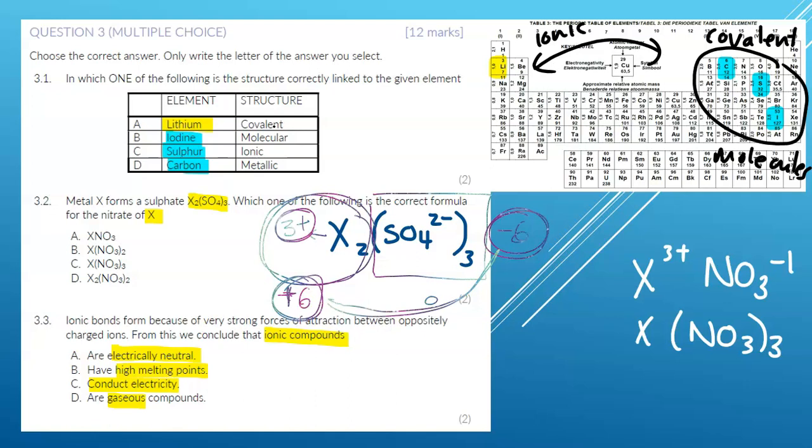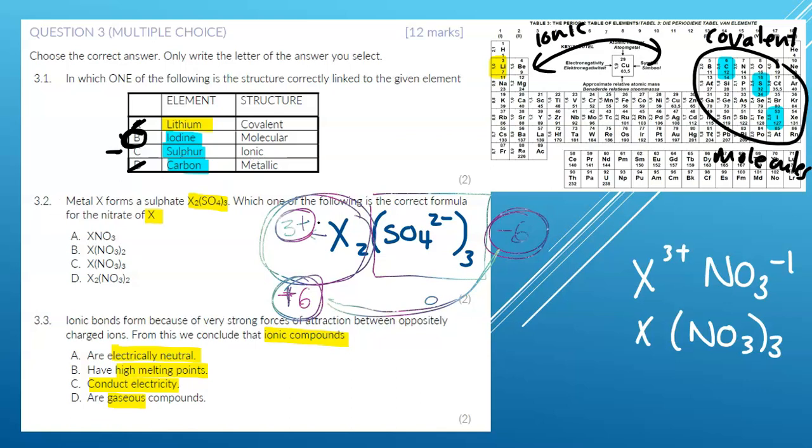So lithium is covalent. That is not true. She's the wrong color. Covalent is blue. And then iodine is molecular. That can work. Sulfur, ionic. Sulfur can be part of an ionic bond if it bonds with a metal. So I'm not sure about C. And then carbon is metallic. Carbon is not a metal. Carbon is a non-metal. So it's definitely not D. So I would go for B. So C can be true, but I don't have enough information to say that it is part of an ionic bond.